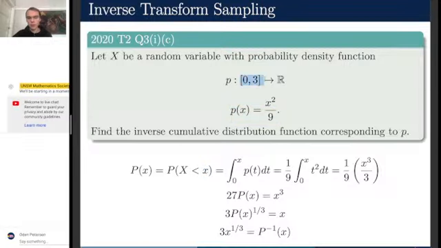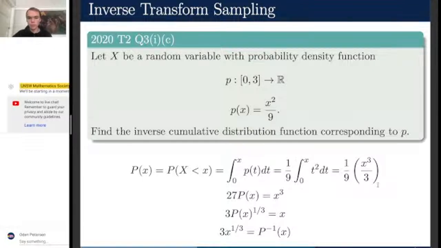And because the support of the random variable is 0 to 3, we can integrate from 0 up to whatever number we want. We can just integrate the probability density, and this will give us the CDF. So if we plug this in here, this is t squared over 9 is the PDF, and we integrate that, we get x cubed over 27. So this gives us the cumulative distribution function of the random variable.